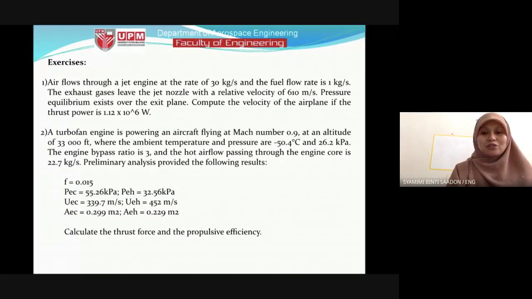Solve this question to compute the velocity. Please try to relate the equation of the thrust force in Newton with the value given in watt here. And all the parameters that we have here: airflow through a jet engine at the rate of 30 kilogram per second means that 30 kilogram is the air mass flow rate, MA, and the fuel flow rate is the MF, fuel, 1 kilogram.